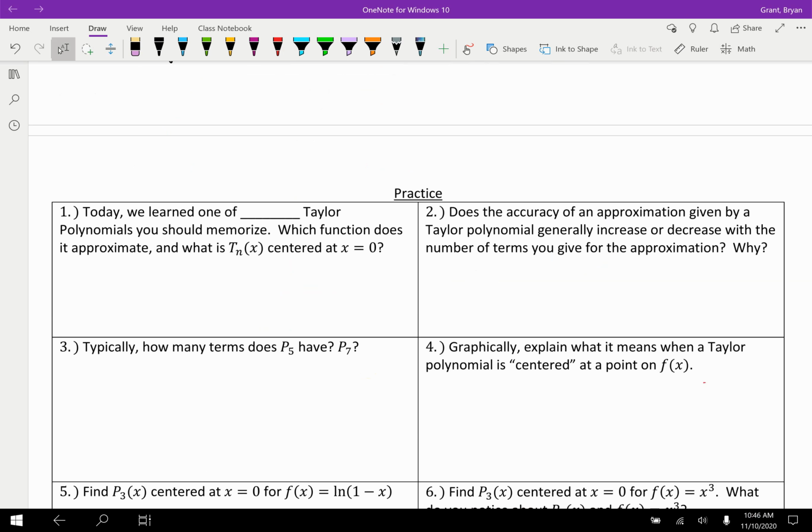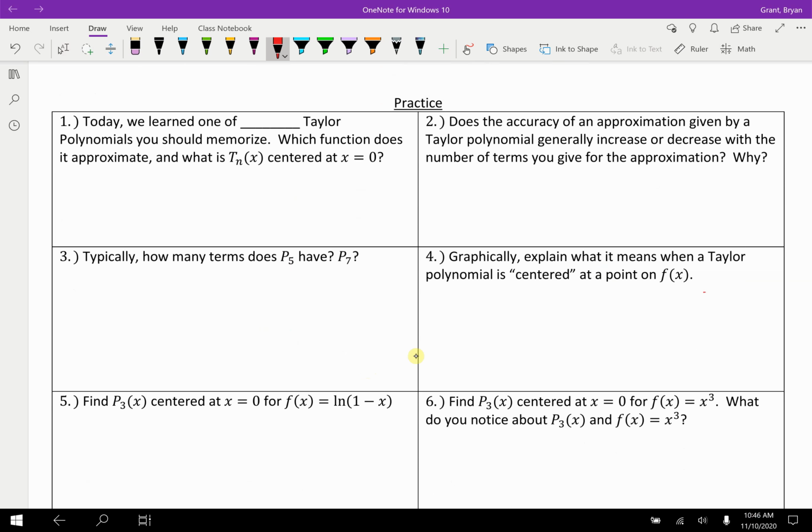All right, we're going to finish with a couple practice problems, then you guys will have a few to do on your own. So, number one, today we learned one of 4 Taylor polynomials you should memorize. In fact, we learned the approximation for e to the x, and it is exactly equal here if you can write out an infinite number of terms.